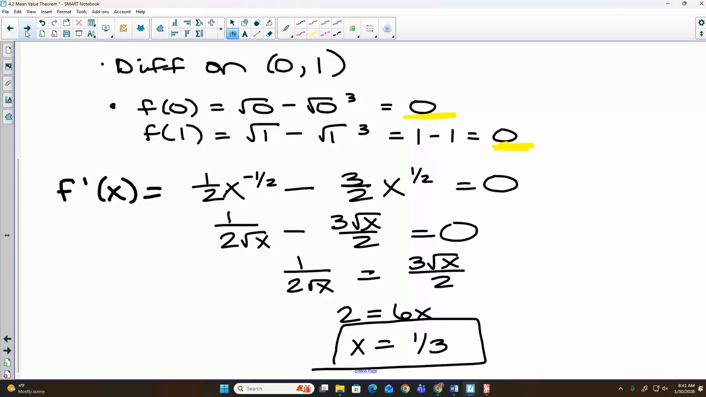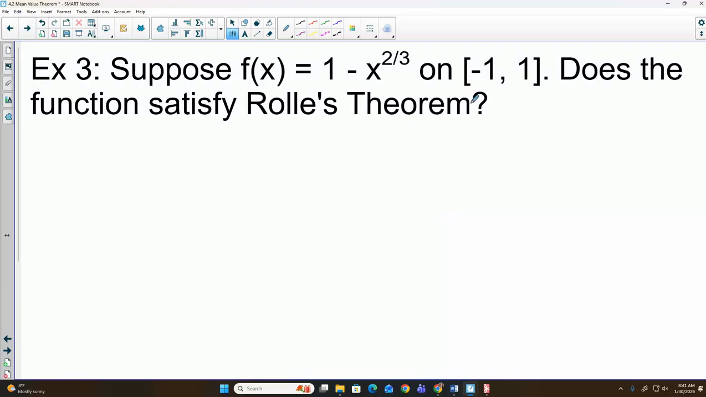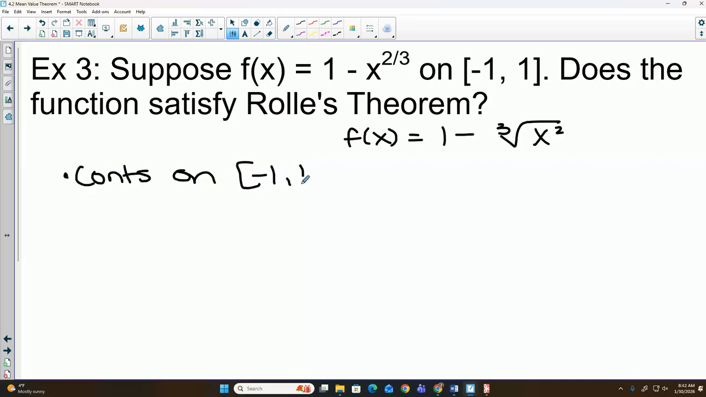Last problem of the day. Okay, let's say I have this function. Does it satisfy Rolle's theorem? My function is 1 minus x to the 2/3, that's the cube root of x squared. Cube roots, we can have positives, we can have negatives under there, right? So it is continuous. Basically, for continuous, unless it's a piecewise function, you're just making sure that it exists. It doesn't have any domain issues.